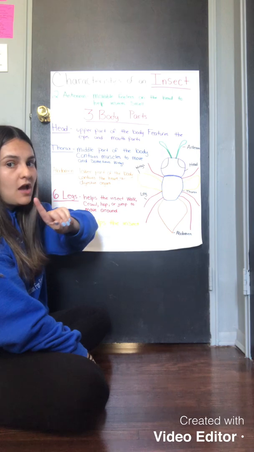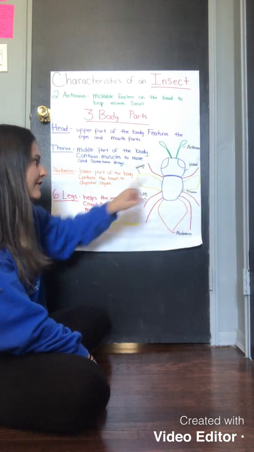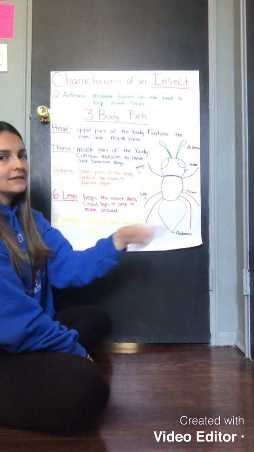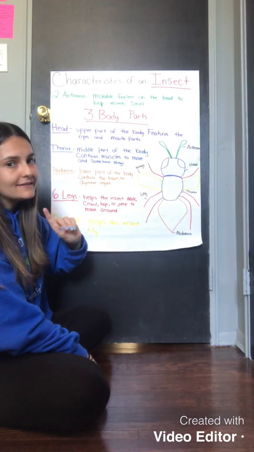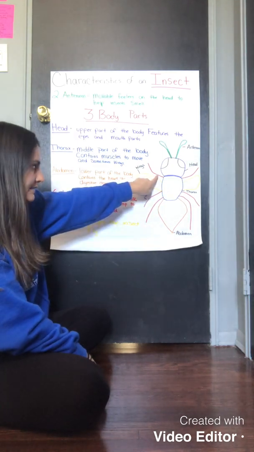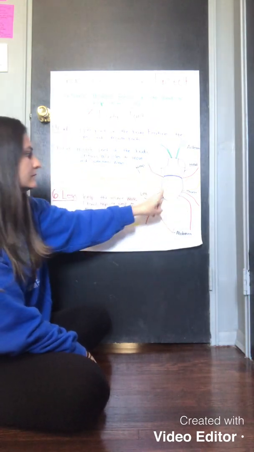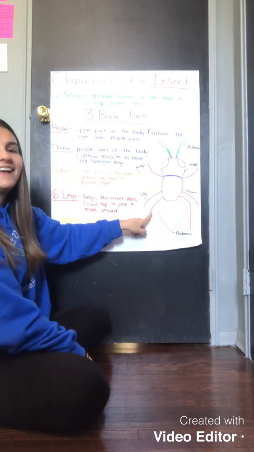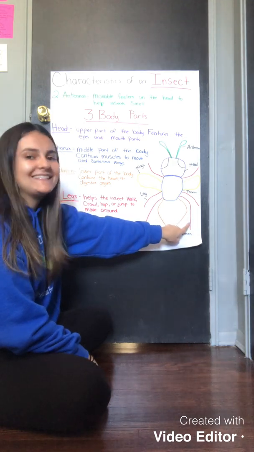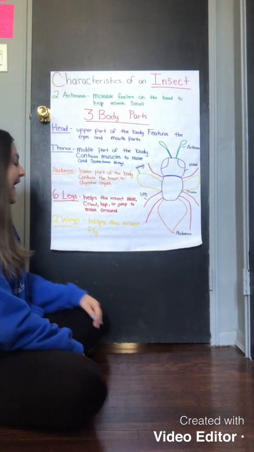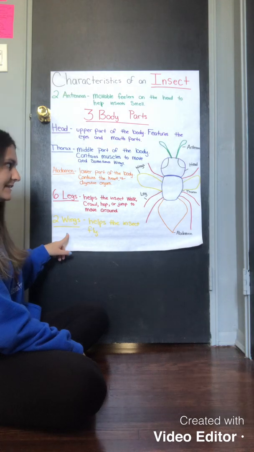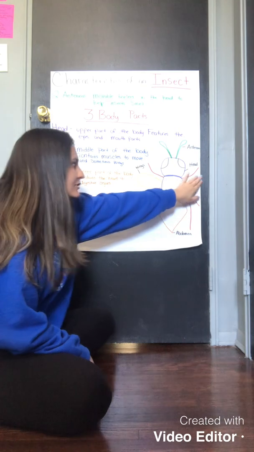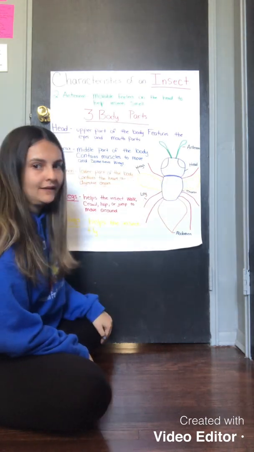So let's count them. I'm going to count them by myself, and then we're going to count them together. So 1, 2, 3, 4, 5, 6. And now together we're going to count them. How many legs? 6. 1, 2, 3, 4, 5, and 6. Good job. Thank you for counting with me. And some insects, like we said before, have 2 wings. And the wings help the insects fly. So here's one wing and here's the other wing.